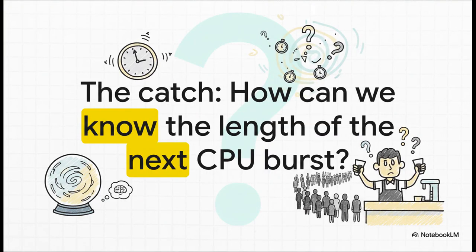So what's the catch? Because there's always a catch, isn't there? And this one's a doozy. How in the world does the scheduler know, ahead of time, exactly how long a program is going to need the CPU? It's like asking our barista to be a mind reader. Basically, it requires the scheduler to be a fortune teller.